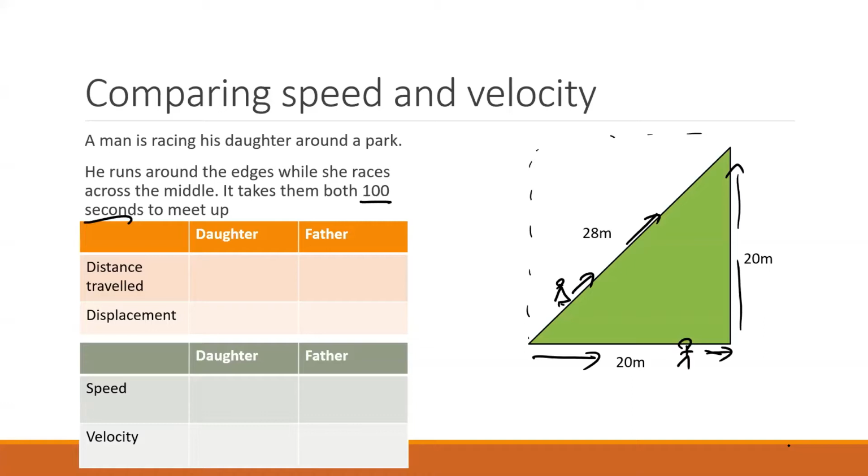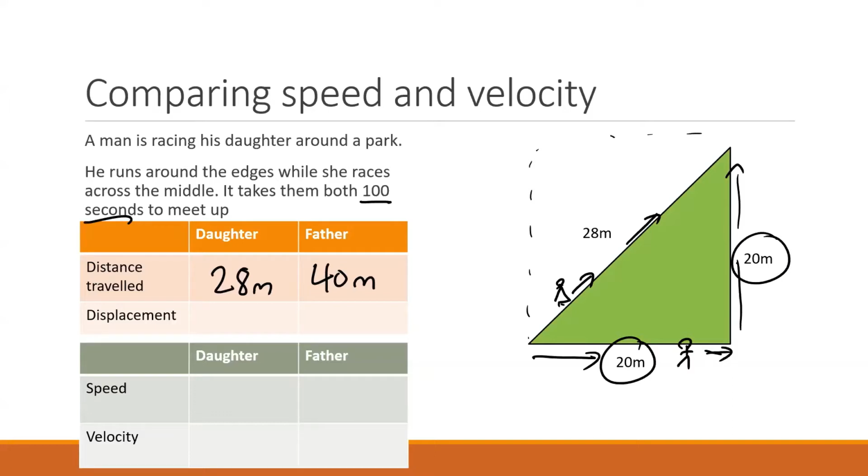So in this case, the distance that they both travel: the daughter travels 28 meters, whereas the father travels 40 meters, because he has to travel 20 meters plus 20 meters.